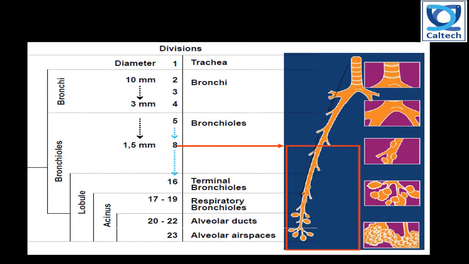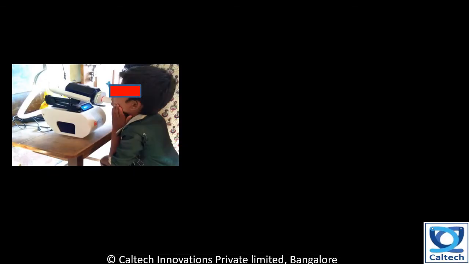Now let's take a look at the different generations of airways over here. There are 23 generations of airway, and if you send a frequency of 20 Hz, it can travel till the bronchioles, it can travel till the 8th generation. When you send a low frequency of 5 Hz, it can travel all the way from the trachea till the alveolar spaces, that is till the 23rd generation.